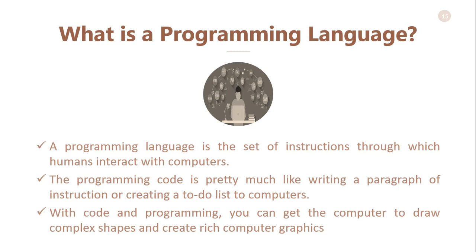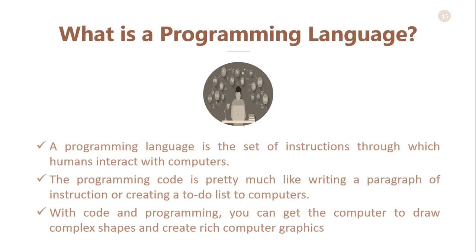There are special pieces of software that turn the code you write into machine language that the machine understands. Programming code is pretty much like writing a paragraph or instruction or creating a to-do list for computers. Like us humans, this to-do list and the instructions you write for the computer have to be extremely detailed and written in some logic.